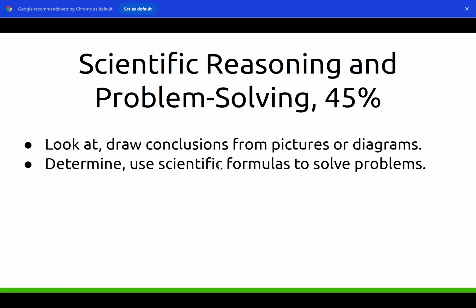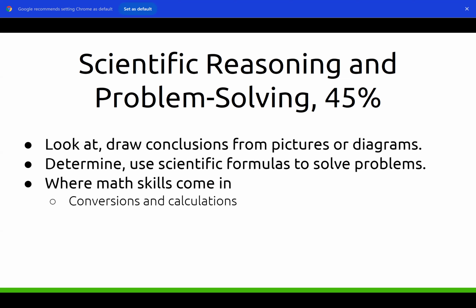It's also using a scientific formula and figuring out which scientific formula you need to use in the first place to be able to solve some kind of problem. And a lot of these types of questions are where your math skills come in. So being able to do conversions correctly, being able to understand delta G, being able to do basic calculations with physics, using the formulas to solve the problems, but really identifying which formula you have to use in the first place. So this is also figuring out the type of graph.